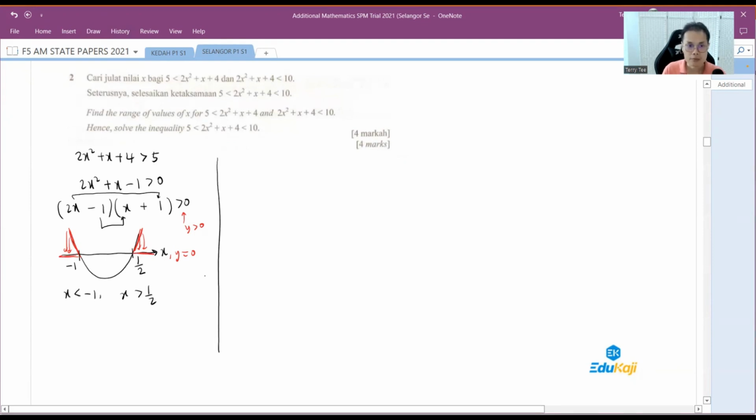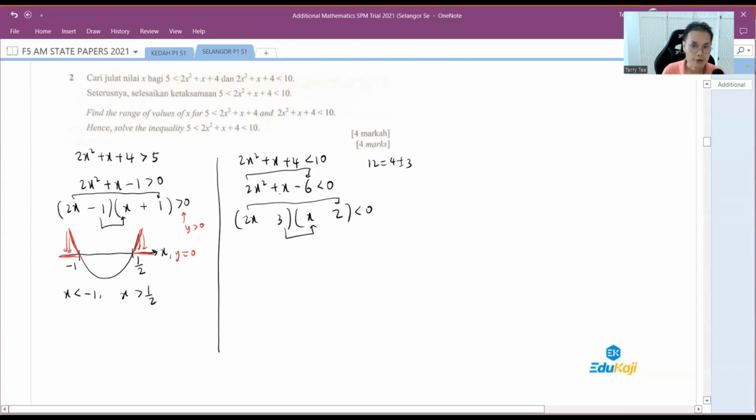Now, if you look at the second inequality, it is 2x squared plus x plus 4, and it's now less than 10. So similarly, we have to solve it. I need to bring it over. 4 minus 10, negative 6. Double bracket factorize it. Let's take 2 times 6. 2 times 6 is 12, factor of 12. In order to get 1, I should use 4 and 3. So this is 2x, this is x. I need to get 4 here, I put a 2. I need to get a 3 here, I put a 3.